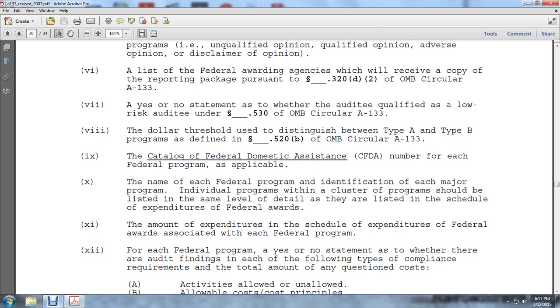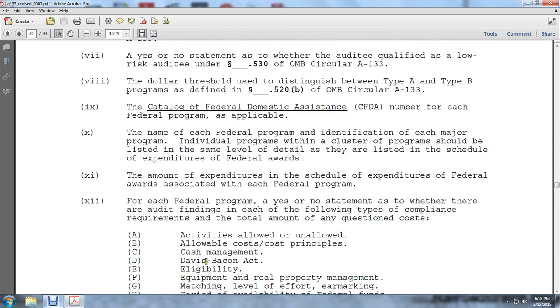12. For each federal program, a yes or no statement as to whether there were audit findings in each of the following types of compliance requirements, and the total amount of any questioned costs: A, activities allowed or unallowed. B, allowable costs and cost principles. C, cash management. D, Davis-Bacon Act. E, eligibility. F, equipment and real property management.